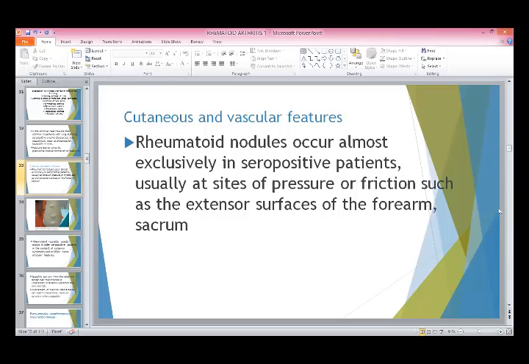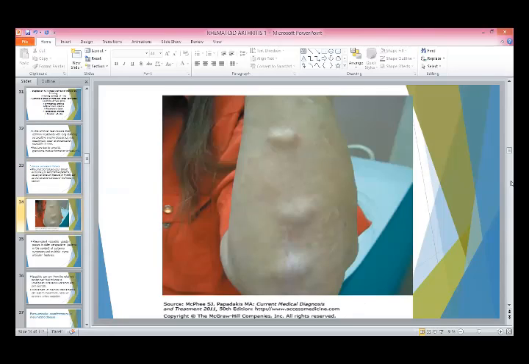The cutaneous and vascular features: rheumatoid nodules occur almost exclusively in seropositive patients, usually at sites of pressure or friction, such as the extensor surfaces of the forearm or sacrum. You can see the nodules at the extensor surface of the forearm because of this pressure area or friction area, you can say.